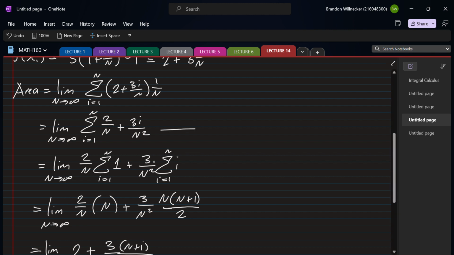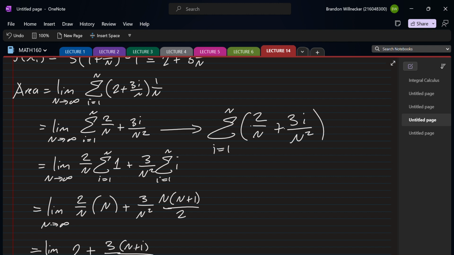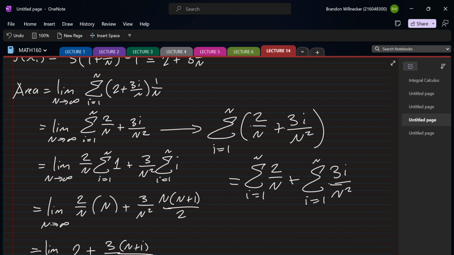Okay, so for here, we have the sum from i equals 1 to n, 2 over n plus 3i over n squared. So the first thing I did was write it as 2 separate sums. So we have the sum from i equals 1 to n, 2 over n, plus the sum from i equals 1 to n, 3i over n squared. Okay, so I just split it up into the 2 sums. Then all of this, there's no r terms. So it's a constant with respect to r.